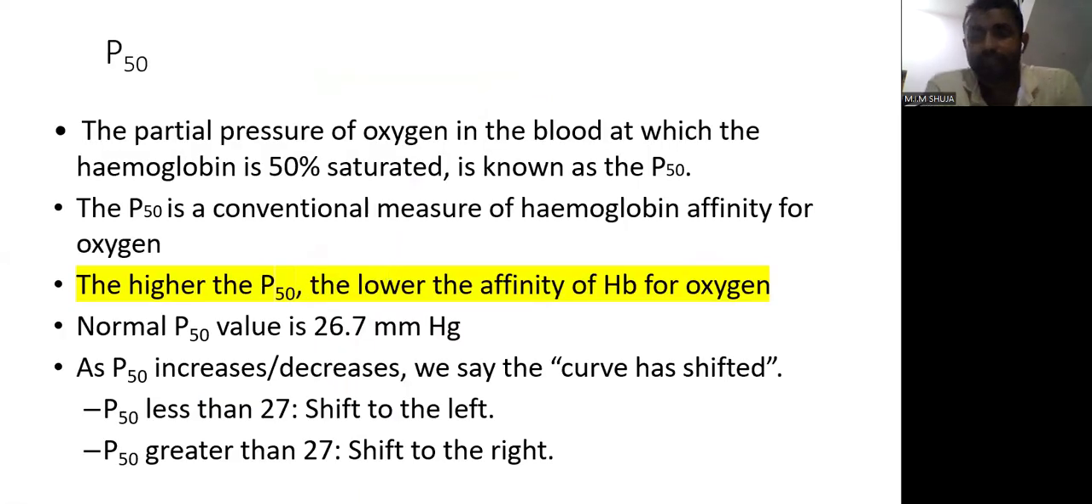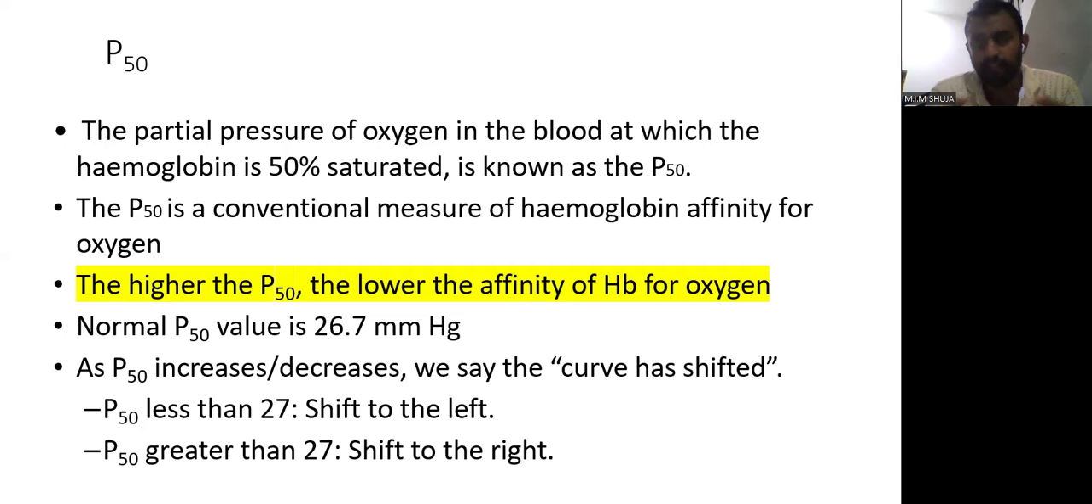Again, another interesting concept is P50. P50 is the partial pressure of oxygen in the blood at which the hemoglobin is 50% saturated. Or in other words, when hemoglobin becomes 50% saturated, what is the partial pressure of oxygen in the blood? Usually that is 26.7 millimeters of mercury. We call it around 27. It is a conventional measure of hemoglobin affinity for oxygen.